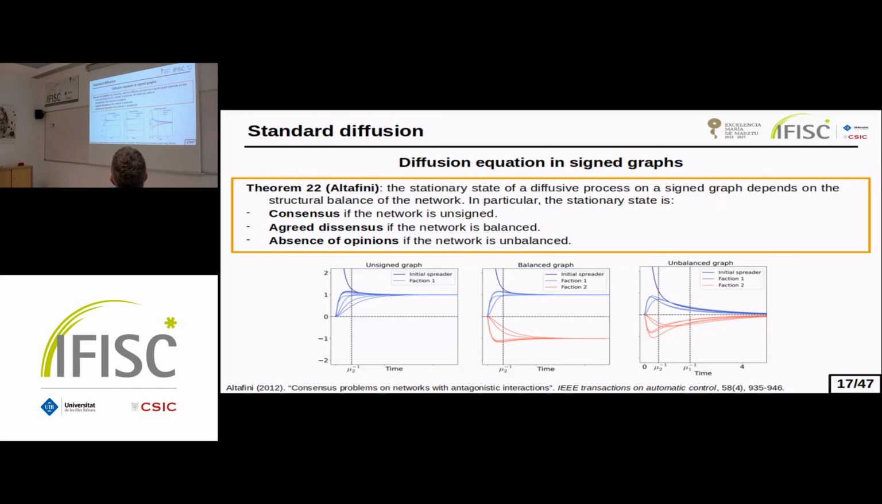We can either have, if the network is unsigned, that all node states converge to the same value that Altafini called consensus, like in an analogy with opinion dynamics. When the graph is balanced, the node states converge to 2 opposite opinions, or 2 opposite states, which is called dissensus. And finally, when the graph is unbalanced, all states go to 0, which Altafini called absence of opinions.